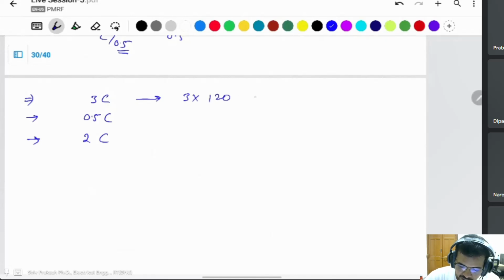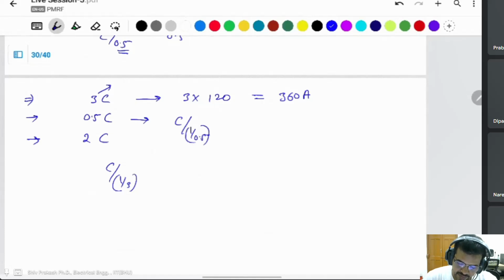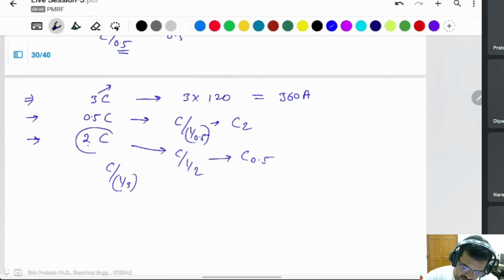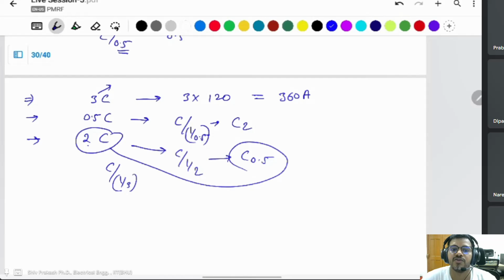For 3C, of 120, it will be a 360 ampere rating. You can discharge at 360 ampere. It means this will be denoted as 1/C3, C divided by 1/3, like that. This will be the same thing, C divided by 1/5. This will also be denoted as C2, like that. This is C2 divided by 1/2. This will be C 0.5. It means you can retain the same thing from this one also.